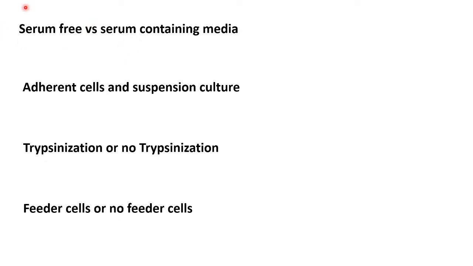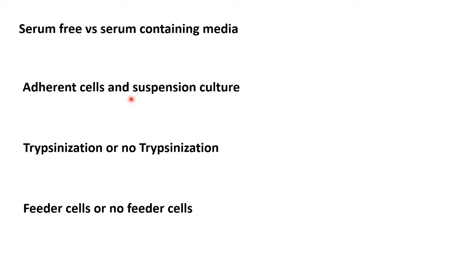Sometimes we know exactly what kind of growth factors and signaling molecules are required for a particular cell type. Then we don't add the serum. We add those molecules, those growth factors and signaling molecules, one by one. So in that case, we don't require the serum. We can make the media serum free by adding one molecule at a time.